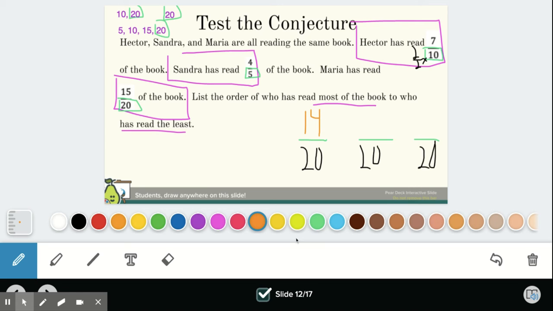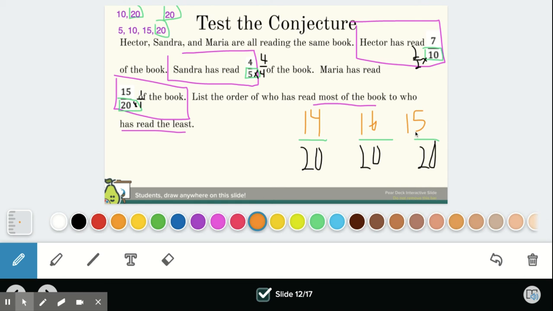All right, next one, going over to Sandra. For Sandra, it's a 5. If it's going to become a 20, I need to multiply by 4. So that means I have to multiply this fraction by 4 over 4. And 4 times 4 is 16. So for Sandra's new fraction, it's going to be a 16. Okay, so now for Maria, if 20 is going to become 20, I would just multiply by 1. So I'm going to multiply by 1 over 1. So 15 times 1 is 15. So this fraction is going to stay the same.